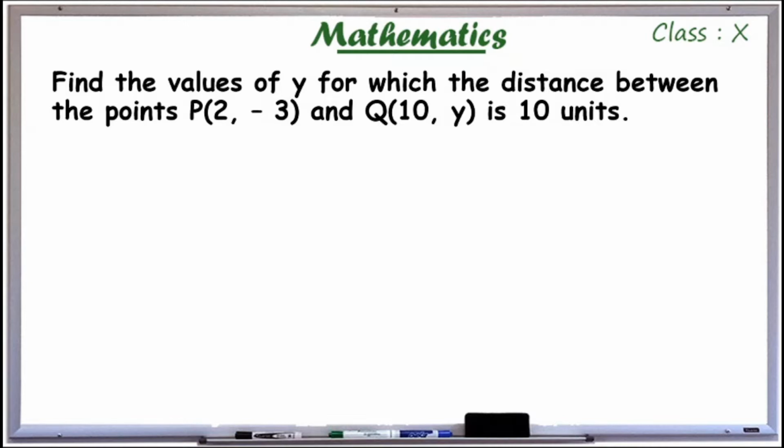We have the distance formula, which is the root of (x2 minus x1) whole square plus (y2 minus y1) whole square. From the distance formula we have to find the value of y. The answer is given. So now I am going to find the distance between P and Q.